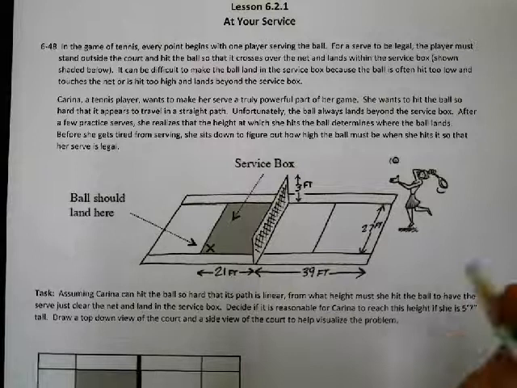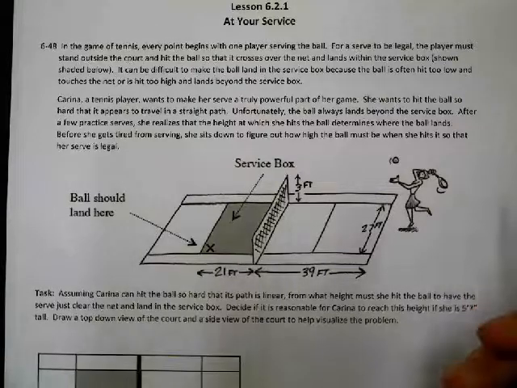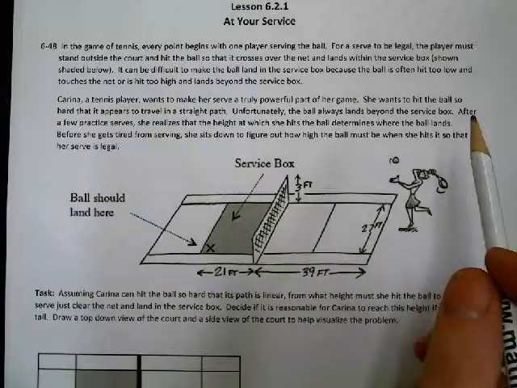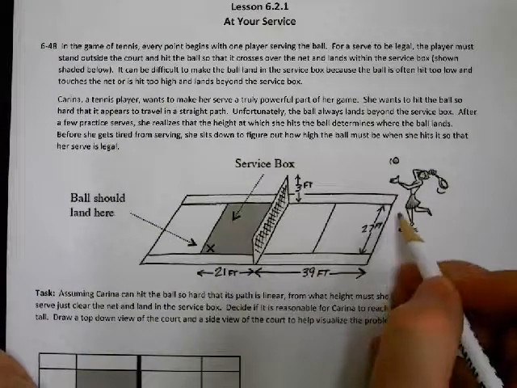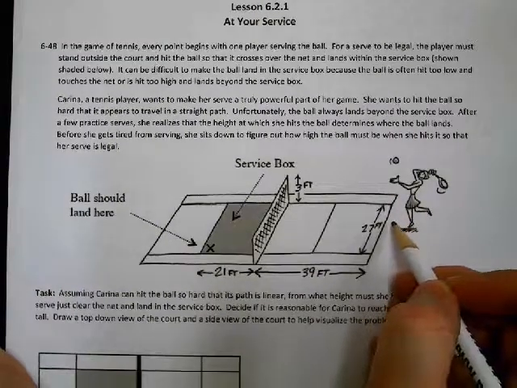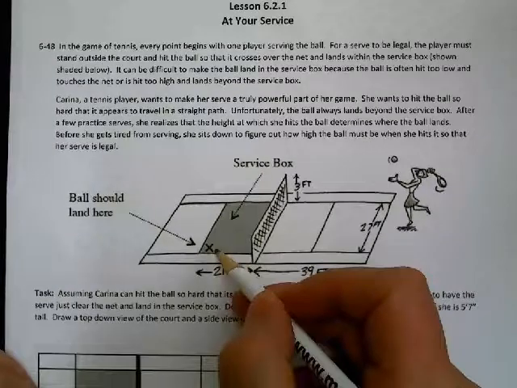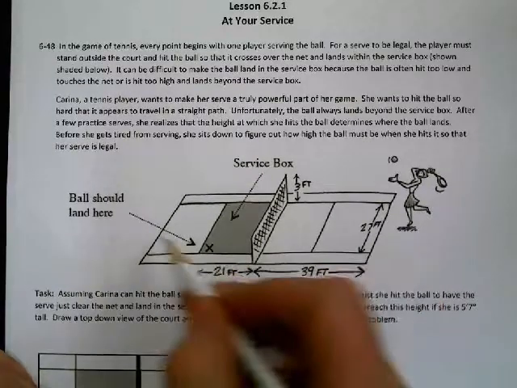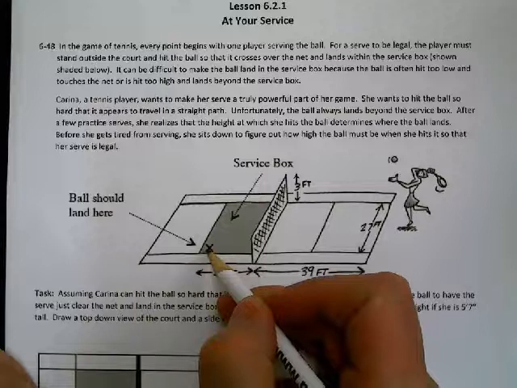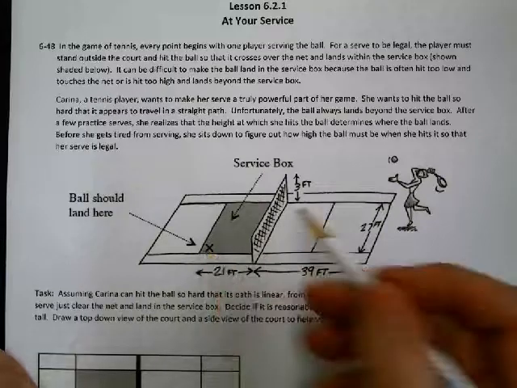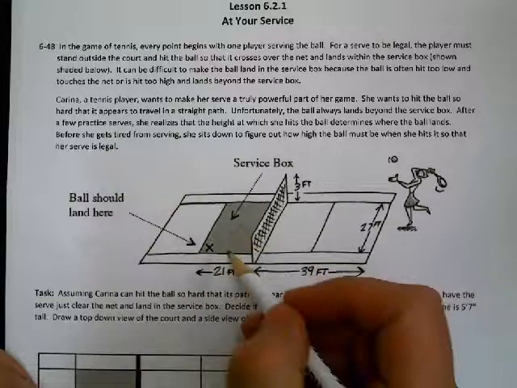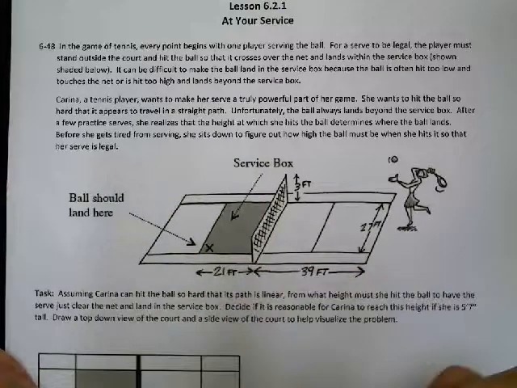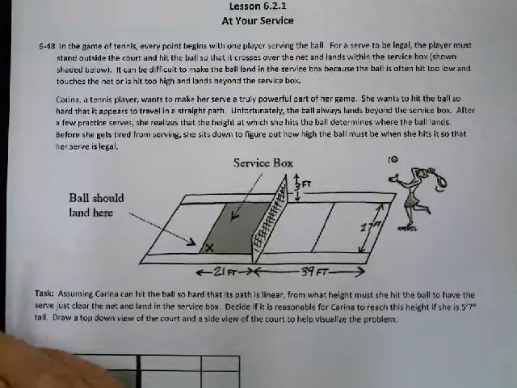So we've got, in the game of tennis, every point begins with one player serving the ball. For a serve to be legal, the player must stand outside the court, so they have to stand out here and hit the ball so it crosses the net and lands in the service box. It should land somewhere over here. If you hit it too low, it's going to hit the net. Too high, and it's going to go over the service box and be out of bounds. So it has to go in this gray box.